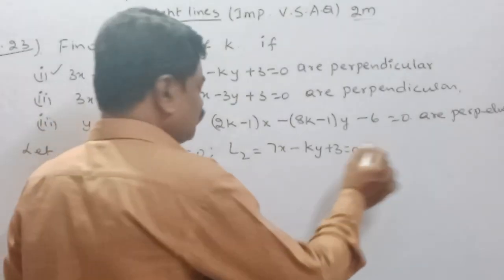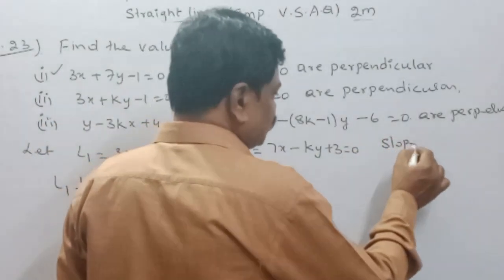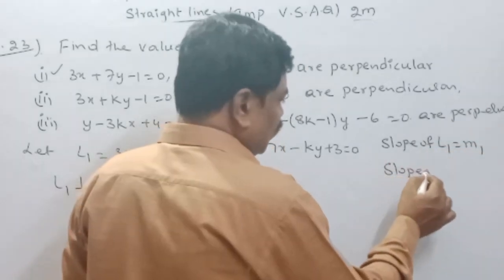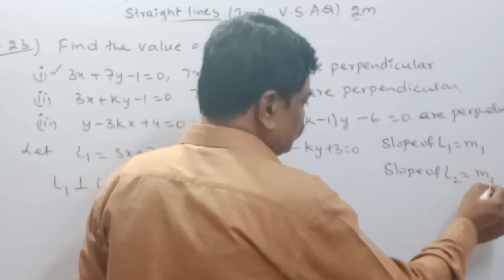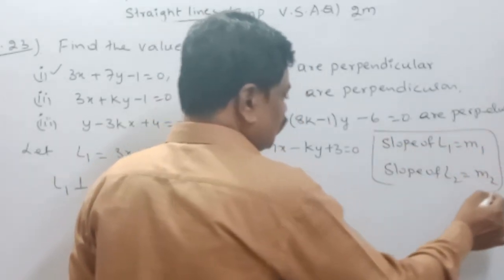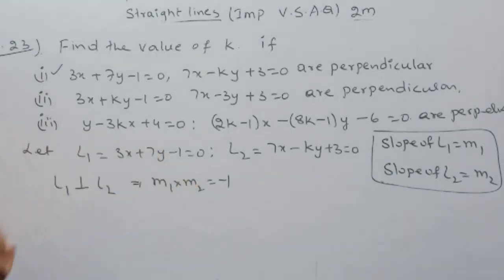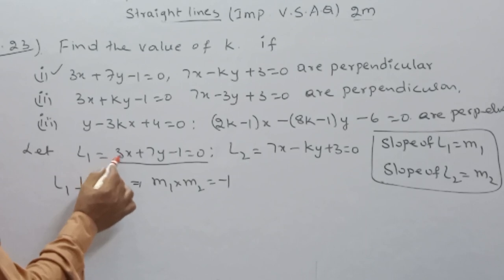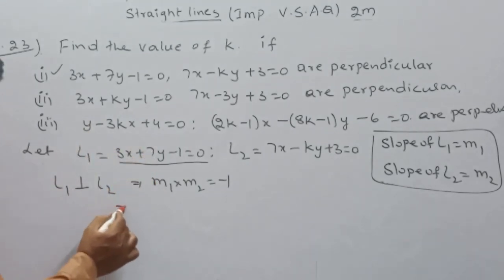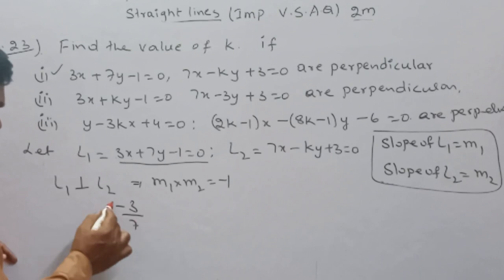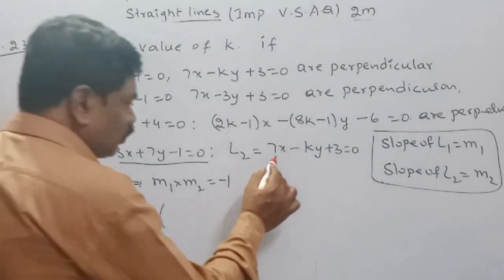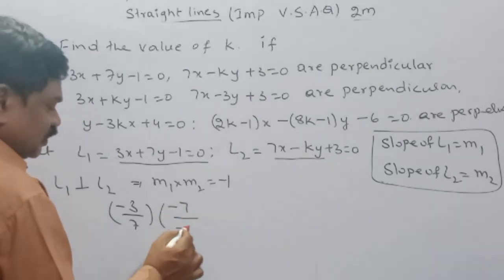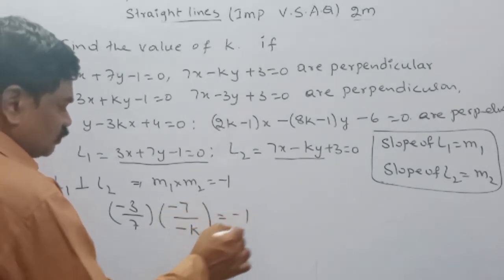Here L1 is perpendicular to L2, which means M1 into M2 is equal to minus 1. Slope of L1 is M1, slope of L2 is M2. That is, M1 into M2 is equal to minus 1. What is the slope of this one? Minus x coefficient by y coefficient. Minus 3 by 7 into, what is the slope of L2? Minus x coefficient by y coefficient, that is minus 7 by minus k, is equal to minus 1.